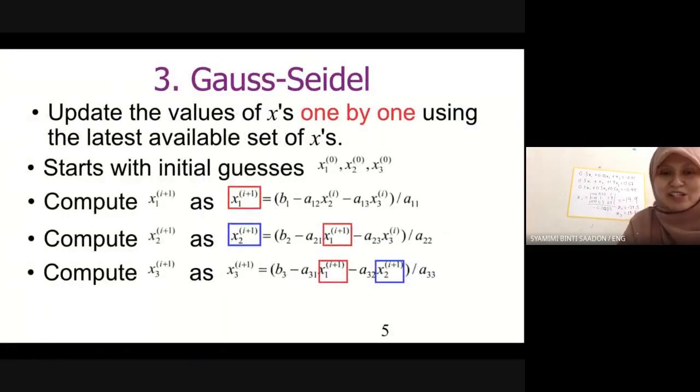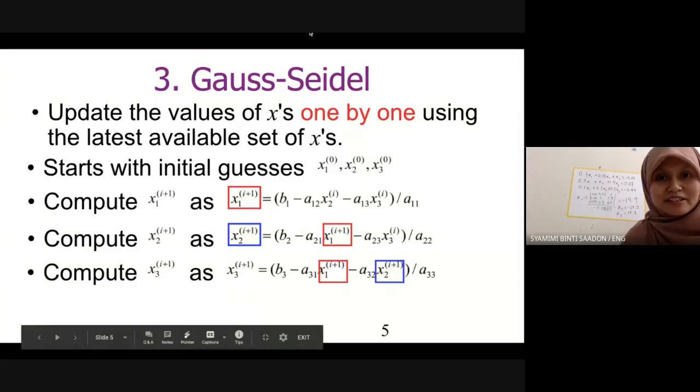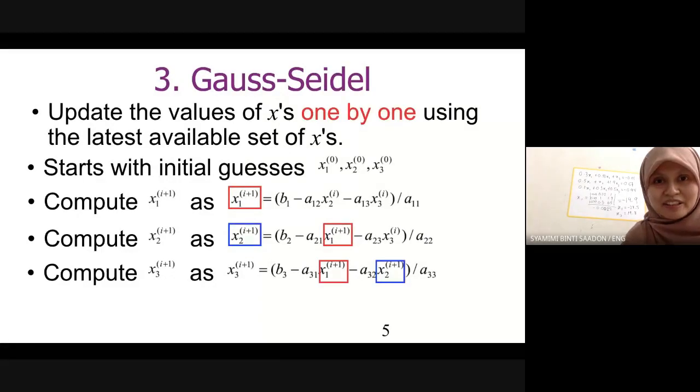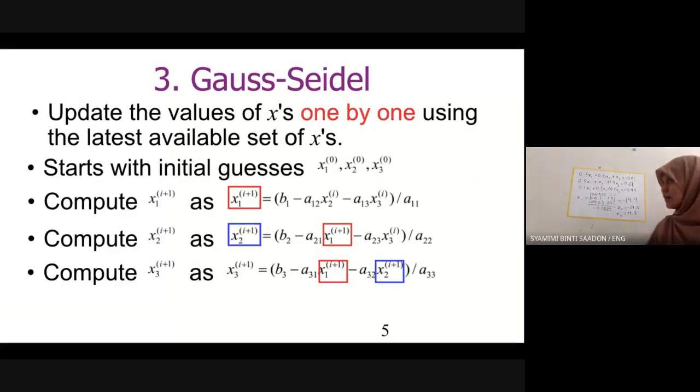Actually, I'm going to show you only two iterative methods. The first one is called the Gauss-Seidel method. This is the first one. We call it the Gauss-Seidel method.